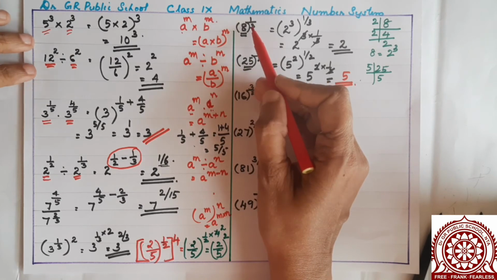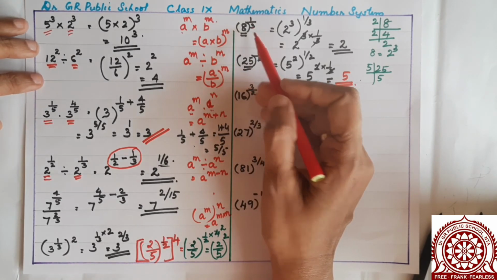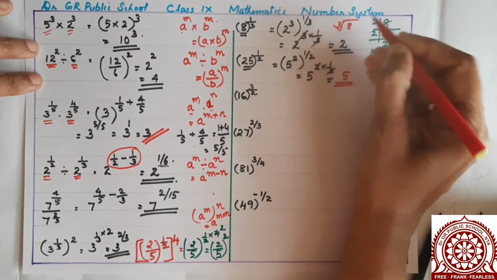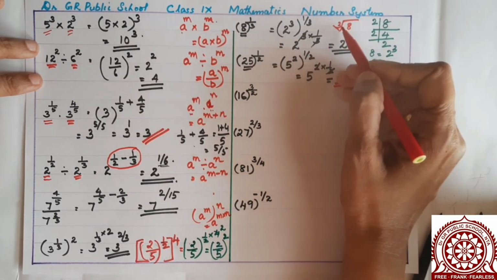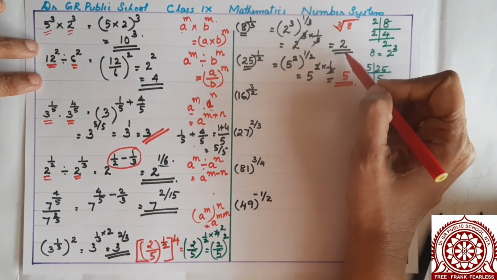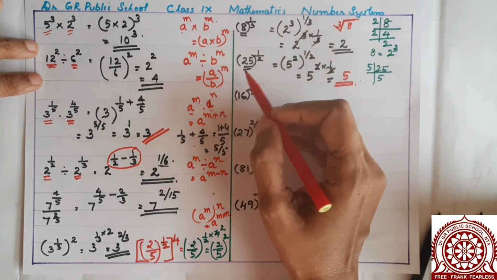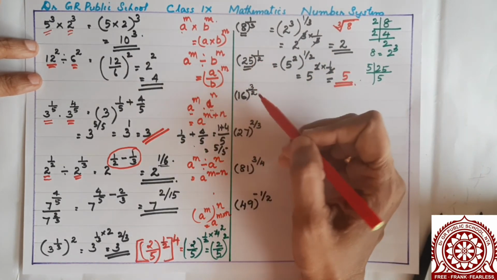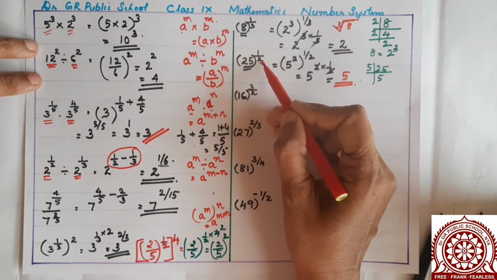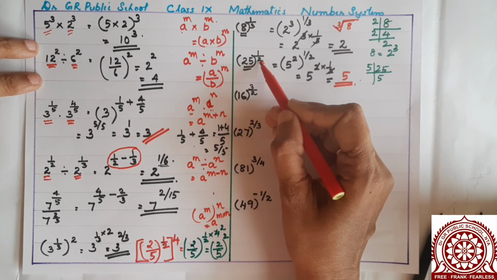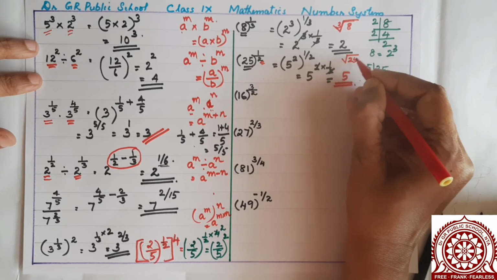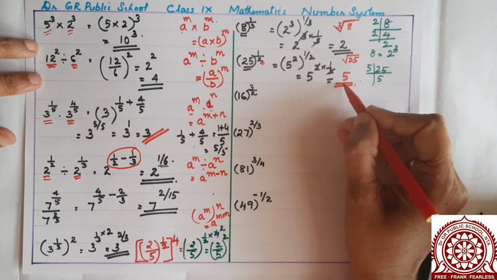8 raised to 1 by 3 means it is cube root of 8. Okay. 8 raised to 1 by 3 is cube root of 8. Okay. Cube root of 8 last year you have studied. It is 2. Same way 25 raised to 1 by 2. What is the denominator of this rational form? 2. So, it is actually square root of 25. Square root of 25. You know square root of 25 is 5.